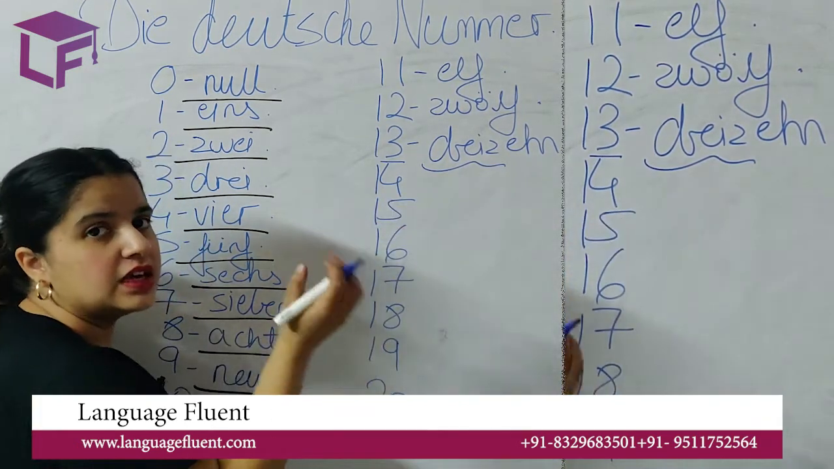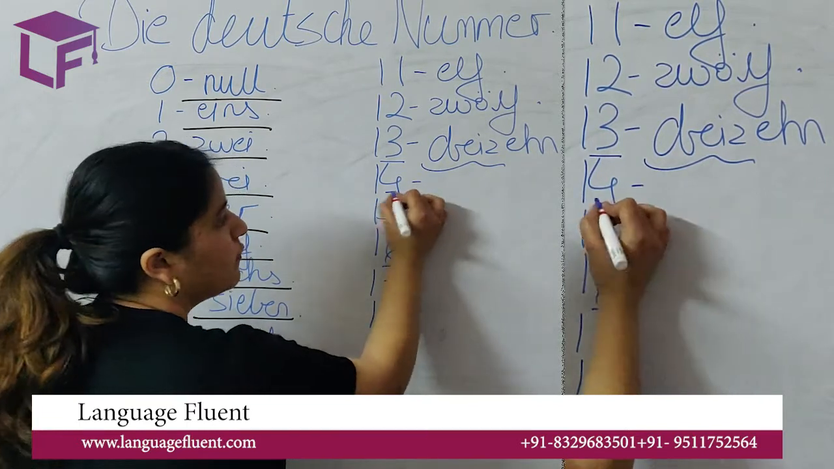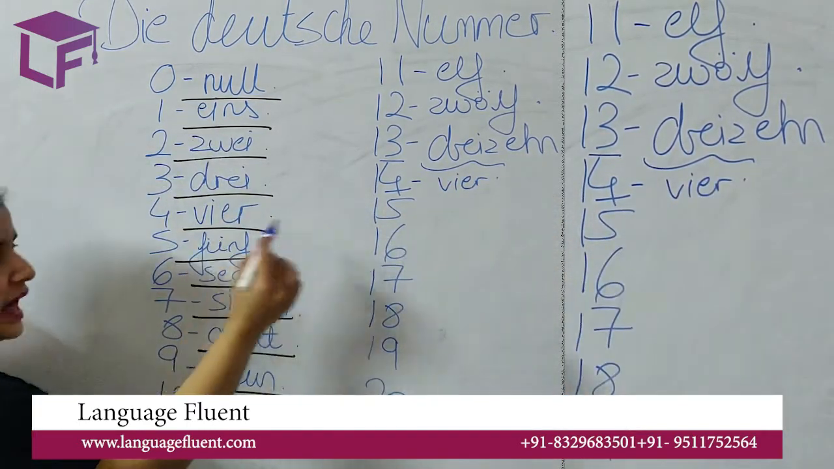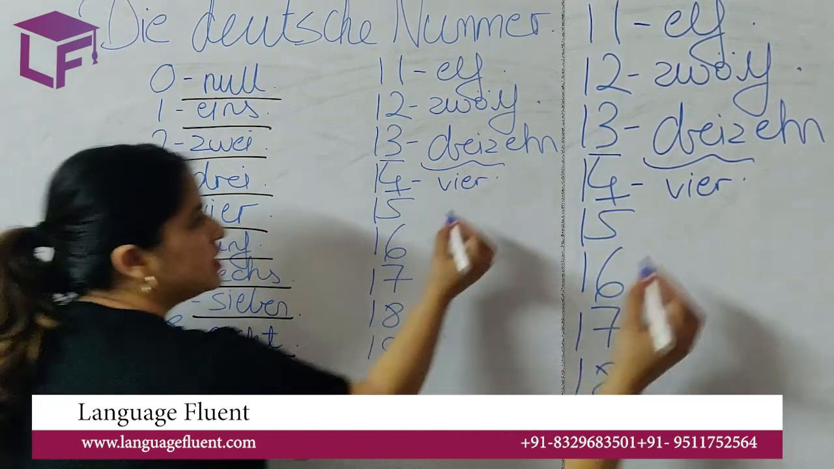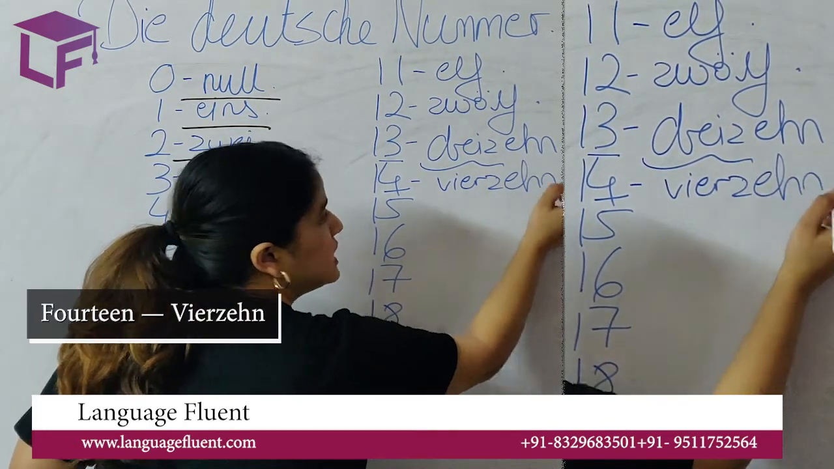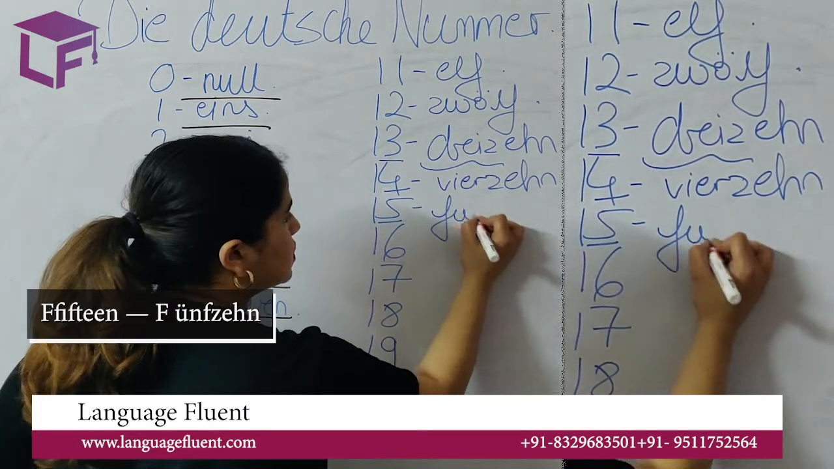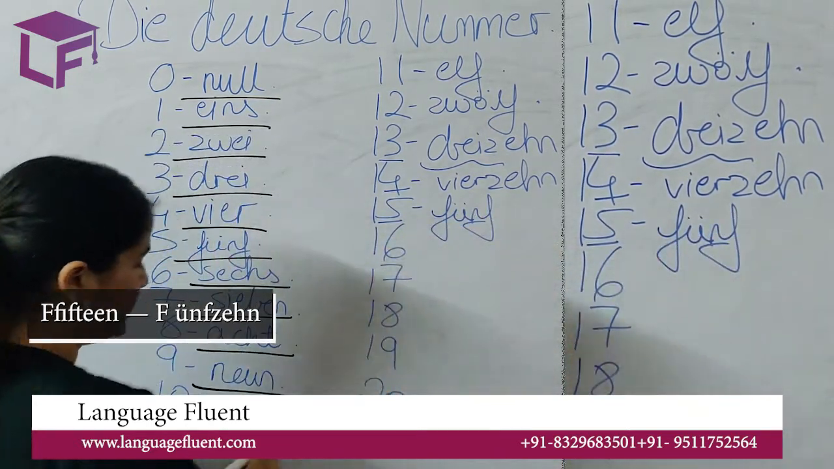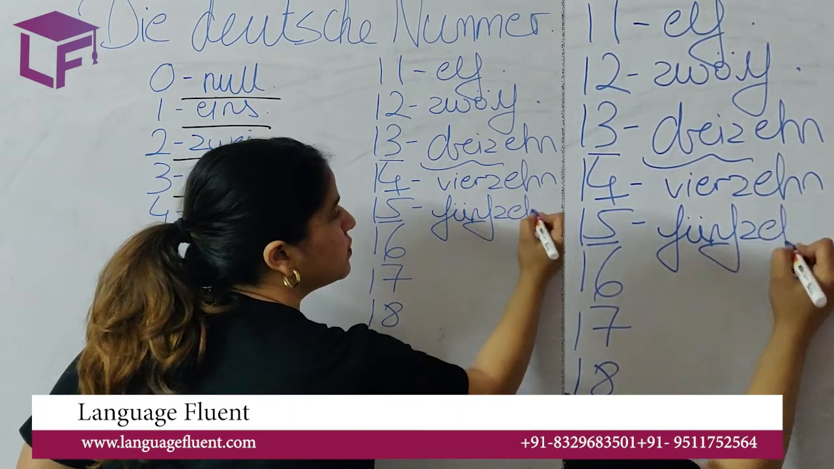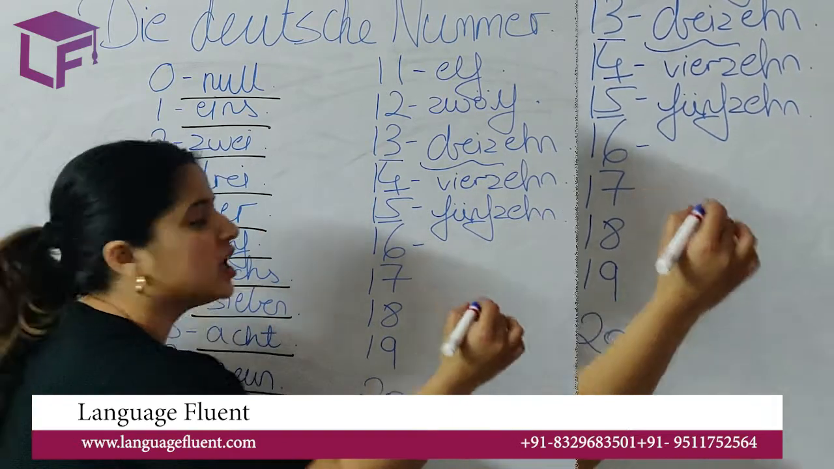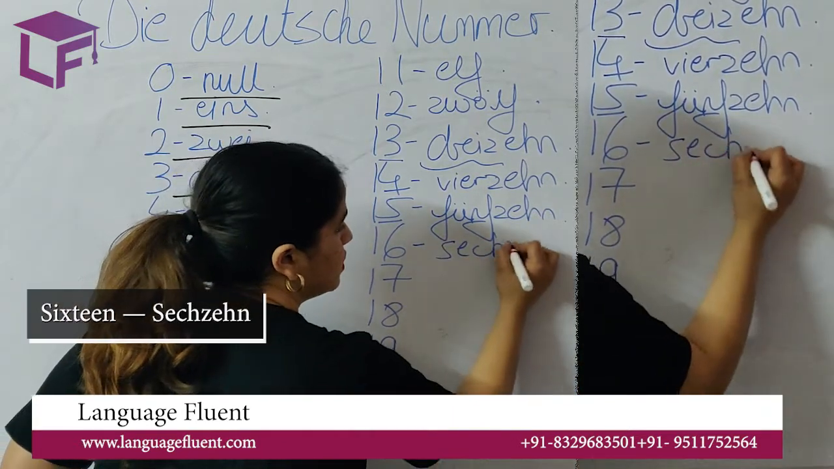Now 14, if we use the same rule, 4 is fear, and we have to add the 10. So fear, 10. 15 same. 5 is fuel, and 10. So fuel, 10. 16 becomes 10.